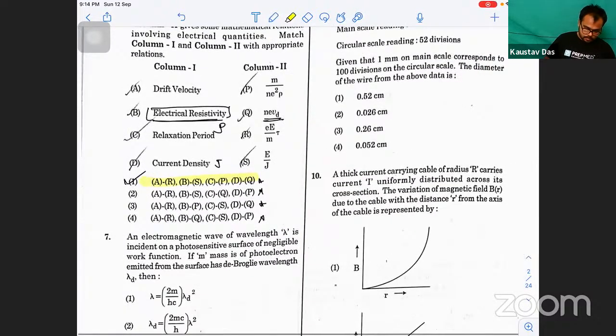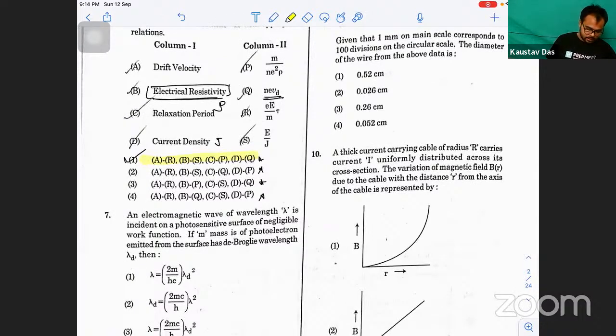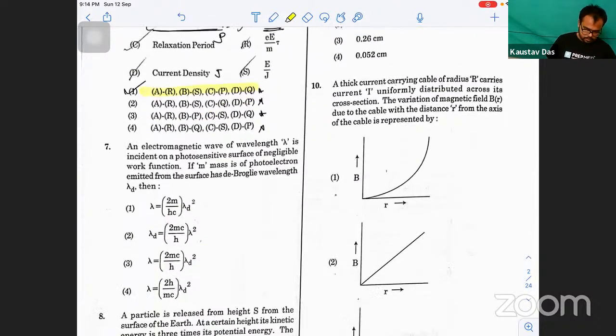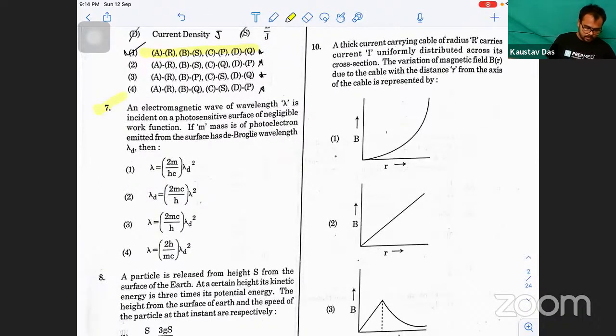So now we are going towards electrical resistivity. Sorry, that's not what I'm doing, I'm now going towards question number 7. In question number 7, it is given that an electromagnetic wave of wavelength lambda is incident on a photosensitive surface of negligible work function. If m is the mass of the photoelectron emitted from the surface with de Broglie wavelength lambda d, you have to find out the value of lambda d.